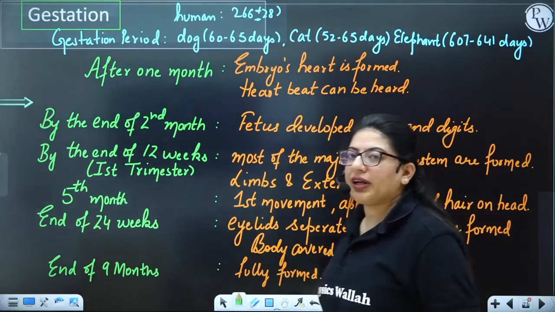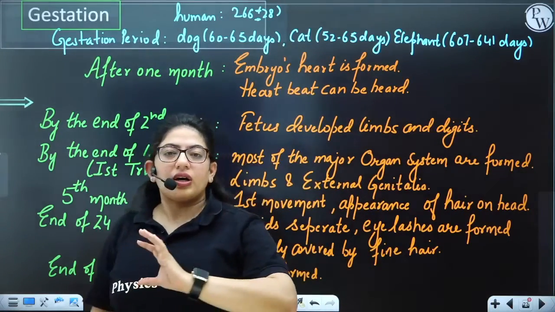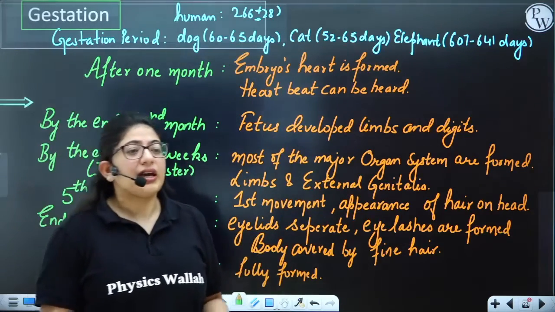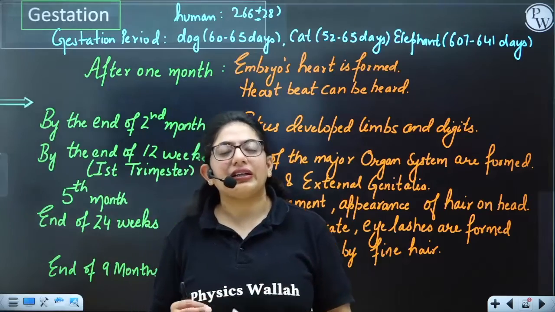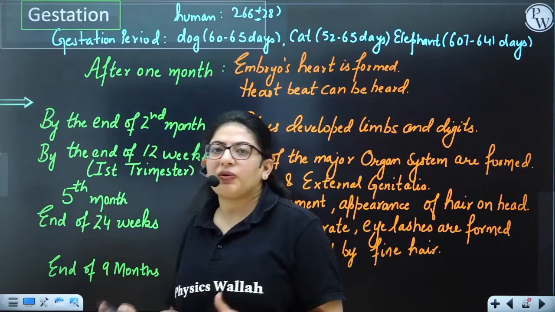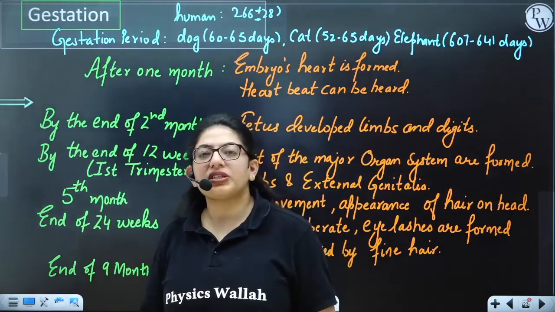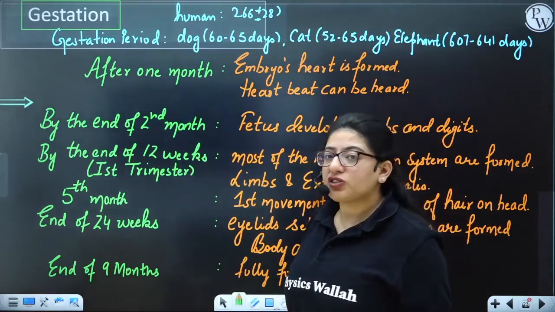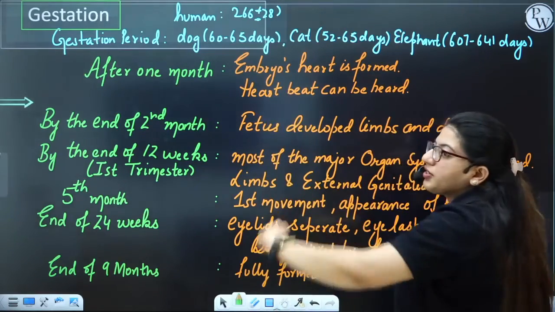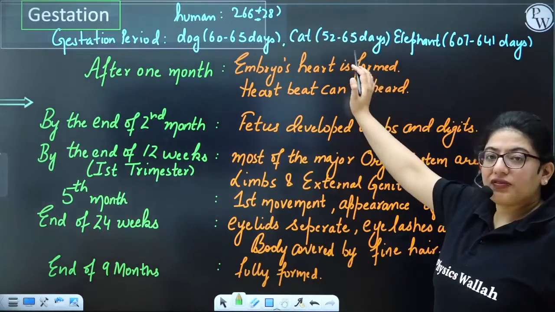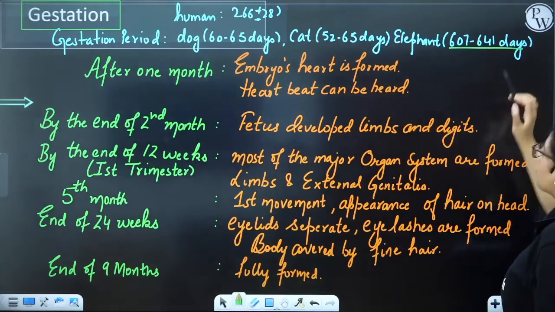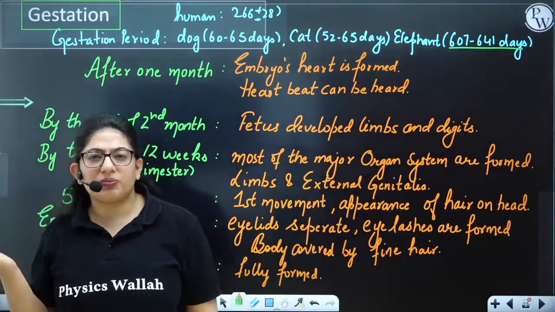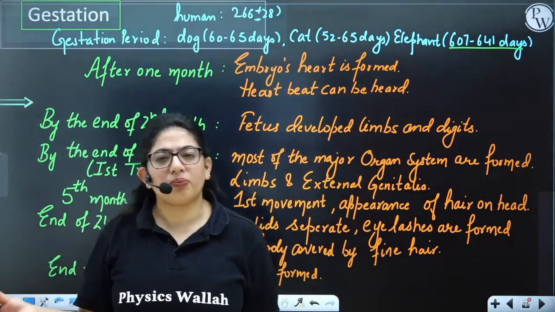So plus minus 28 means there are no such rules that it will only take 9 months. It's a bracket of 28 days. It can be 28 days before, it can be 28 days after. So we say 266 plus minus 28. If I talk about gestation period of a dog, it's 60 to 65 days. Cat 52 to 65 days, and elephant 607 to 641 days. It's a lot, right? So every animal has a different gestation period because every animal has different body complexity.